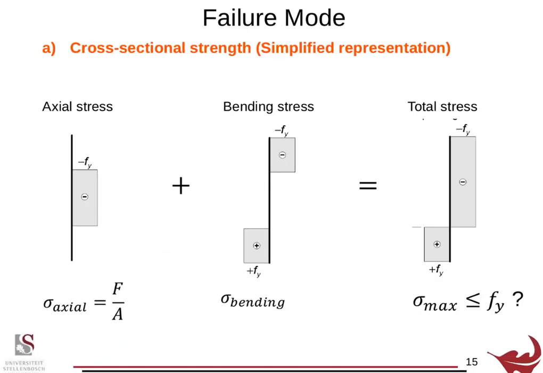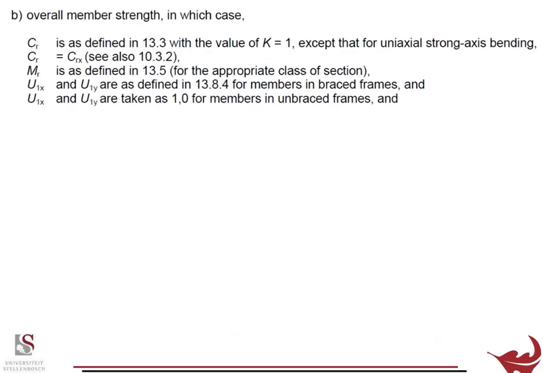So, cross-sectional strength check. This is a very simplified representation. We're checking that axial stresses plus bending stresses are still limited, that we're less than or equal to our yield stresses. At the position of maximum axial load, we are not violating this principle. You forget about buckling. Buckling does not come into this check. But when we start doing other checks, then they start coming into play.